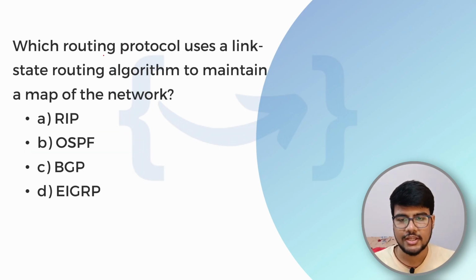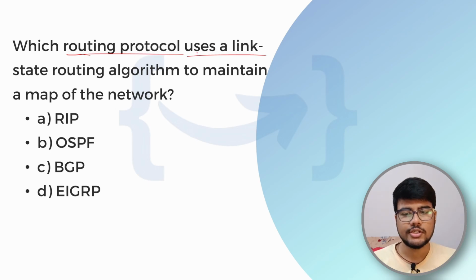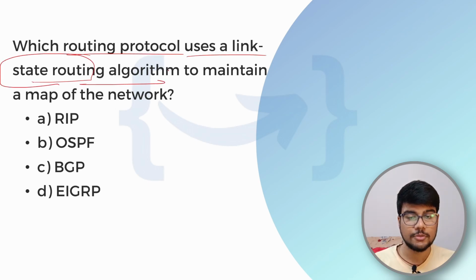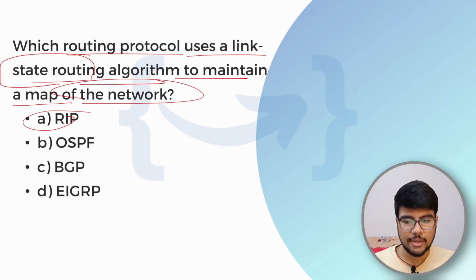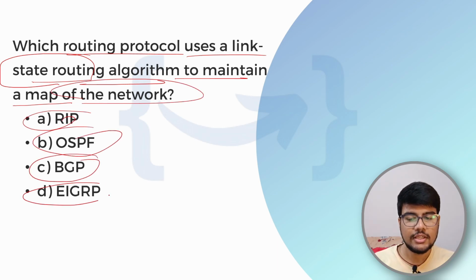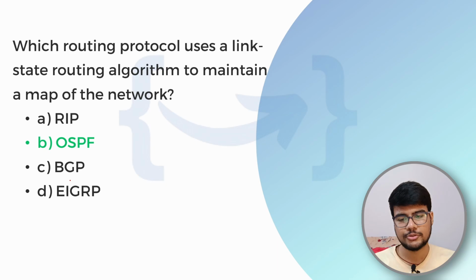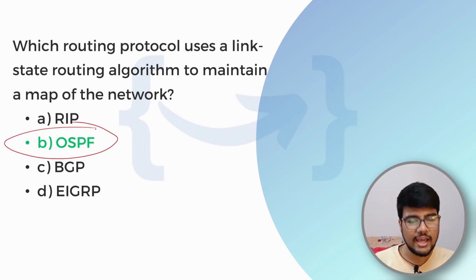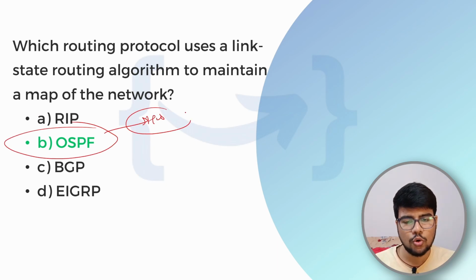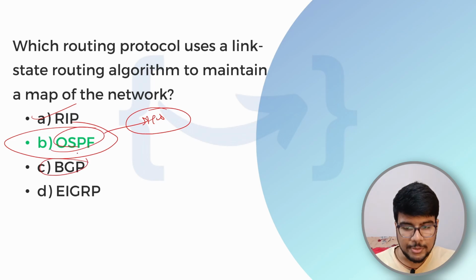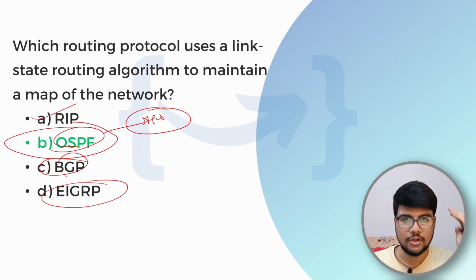Now, which routing protocol uses a link state routing algorithm to maintain a map of the network? RIP, OSPF, BGP, or EIGRP. The correct option is OSPF. So the homework for you is to go through RIP. What do you mean by it? OSPF, BGP, and EIGRP. Okay.